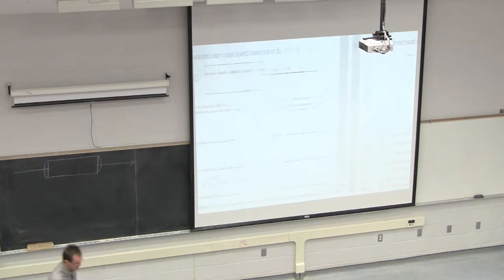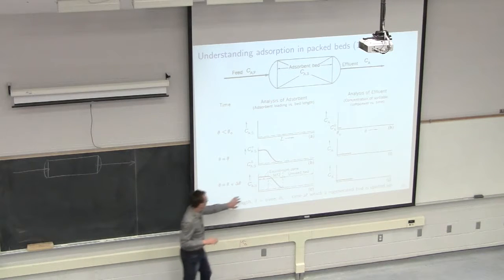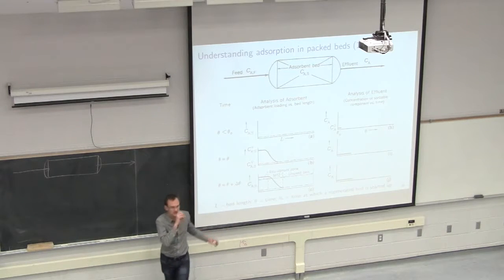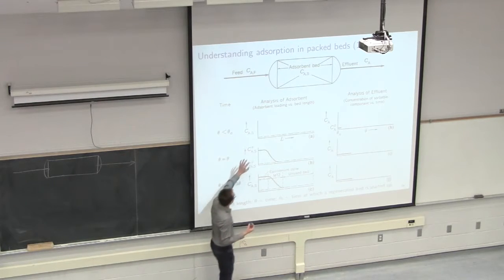Okay, so let's hear some comments. What's on the y-axis on the left-hand side? What quantity are we showing there? No, not the length of the bed. The y-axis is the concentration of adsorption. Okay, the concentration of the solute on the bed, on the solid phase. Okay, so that's CAS.